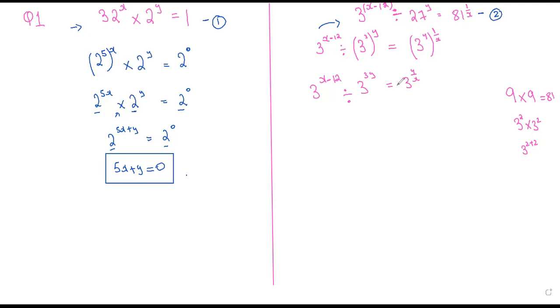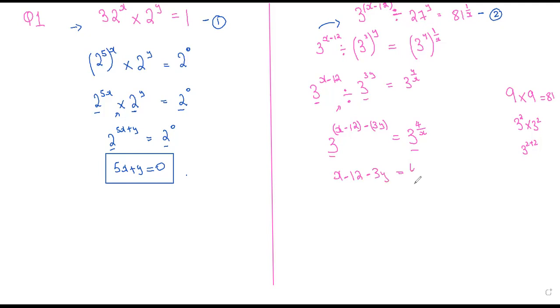Now we can use the rule. We have same bases and we have the division sign. So I can write it with 1 base, x minus 12 minus 3y. Basically this is the first power, this is the second power. I'm subtracting them because I have the division sign, equals 3 to the power 4 by x. Now I know that my bases are same and these two numbers are equal. This means that their powers must be same as well. So this is 4 by x.